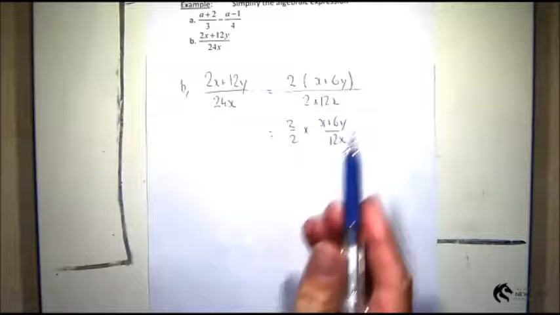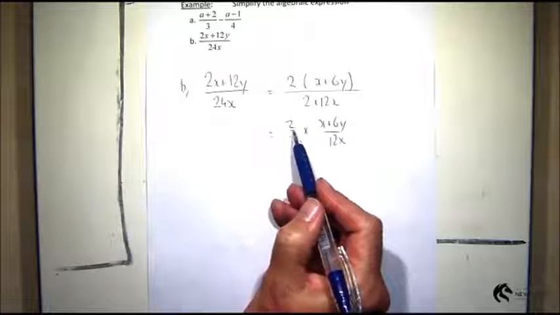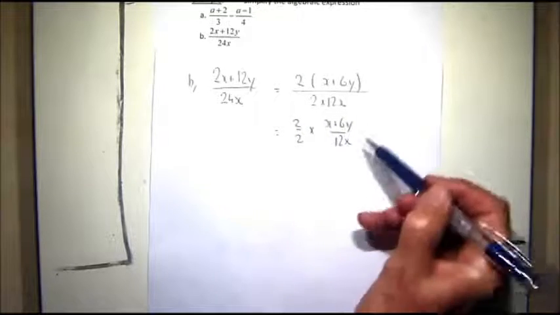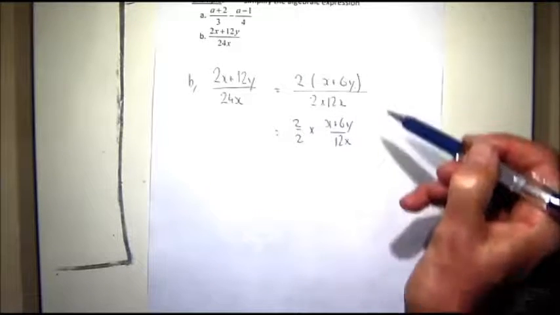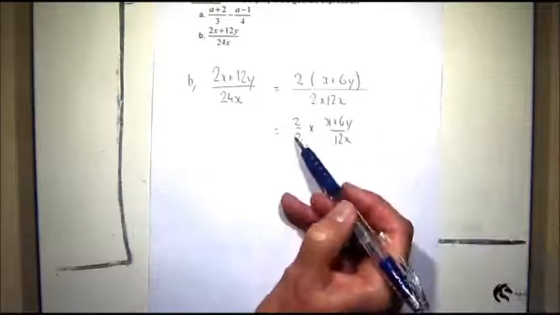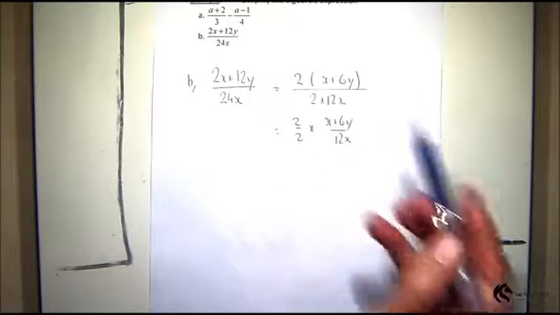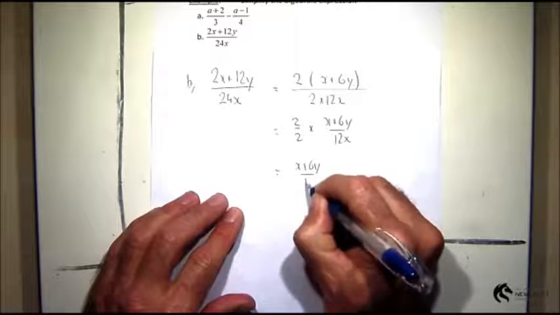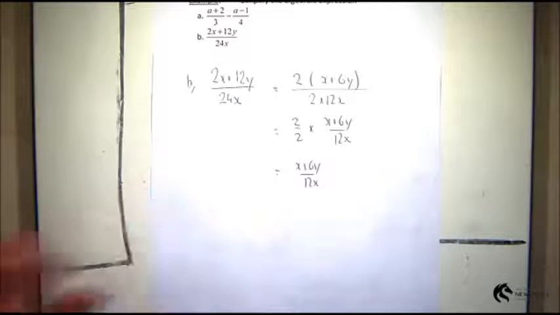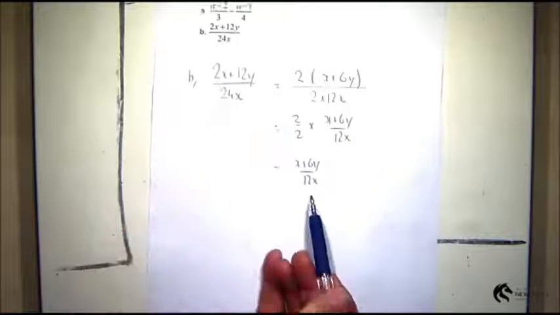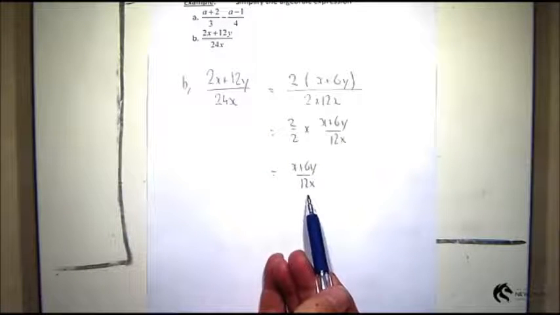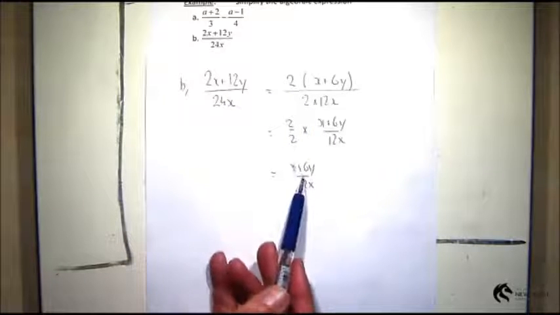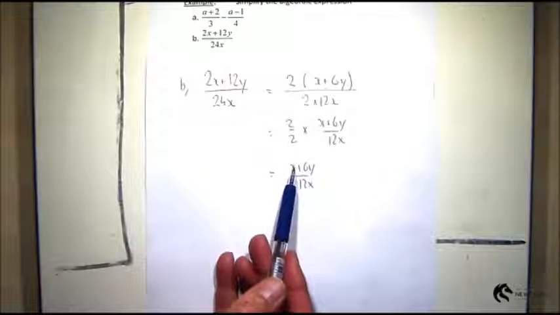Again, we know when I multiply two fractions, I multiply the numerators, multiply the denominators. So I've just done the reverse step there. And of course 2 divided by 2 is 1. Anything multiplied by 1 is itself. And so here I have x plus 6y on 12x. So this expression can be rewritten as that. So effectively what we've done is we've cancelled out the 2, is the terminology that's used there.